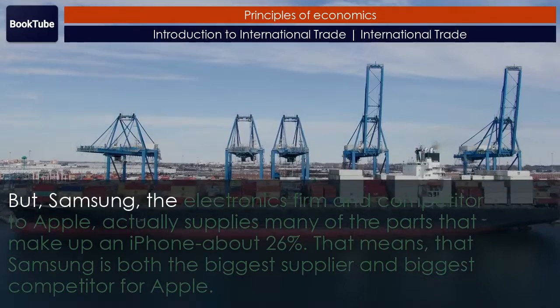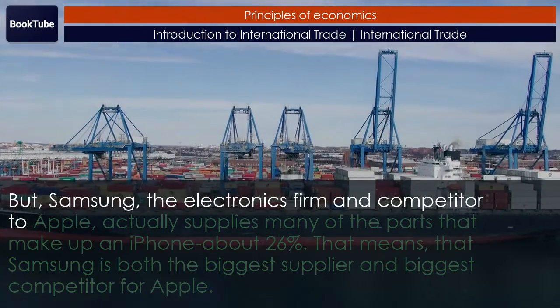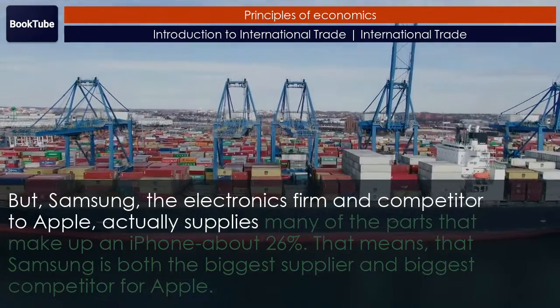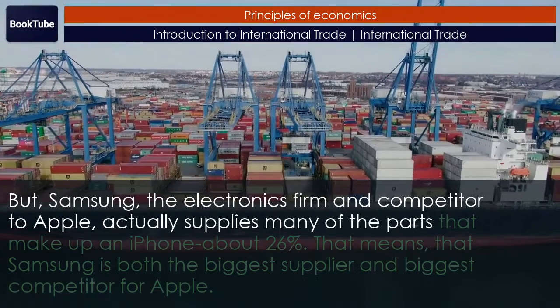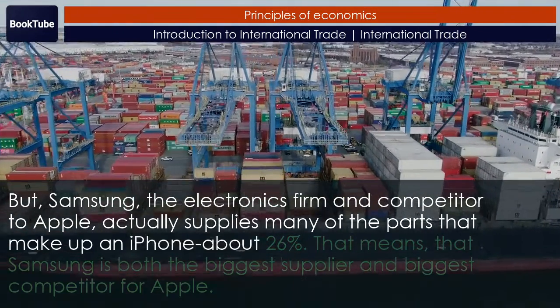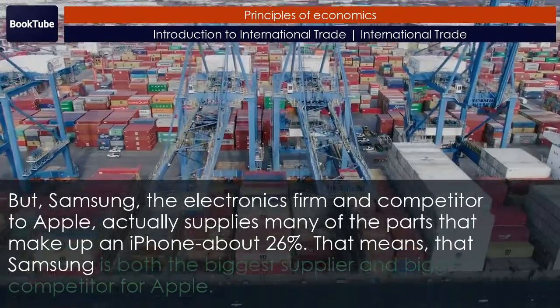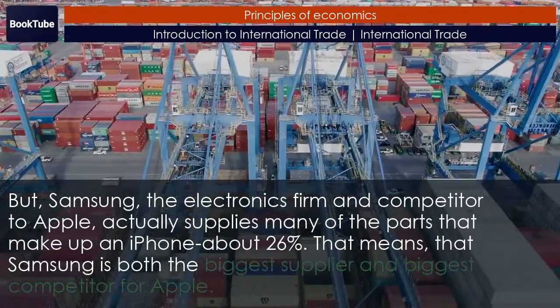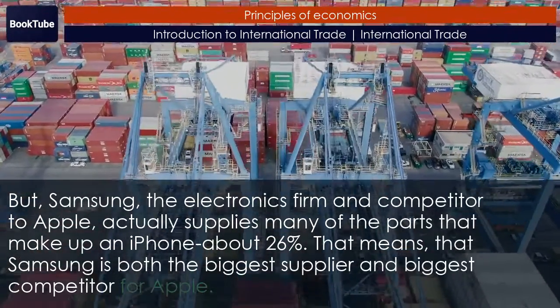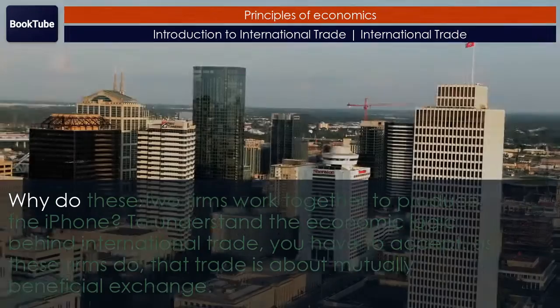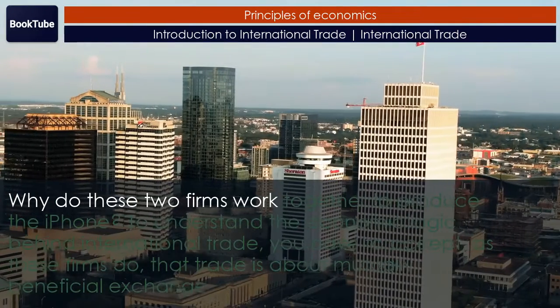But Samsung, the electronics firm and competitor to Apple, actually supplies many of the parts that make up an iPhone, about 26%. That means that Samsung is both the biggest supplier and biggest competitor for Apple. Why do these two firms work together to produce the iPhone?